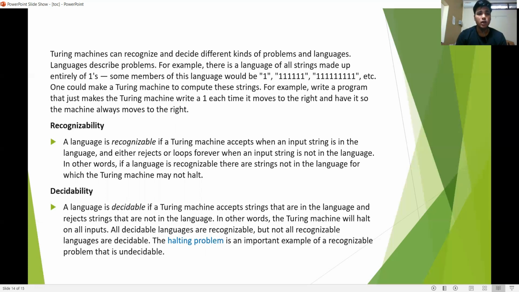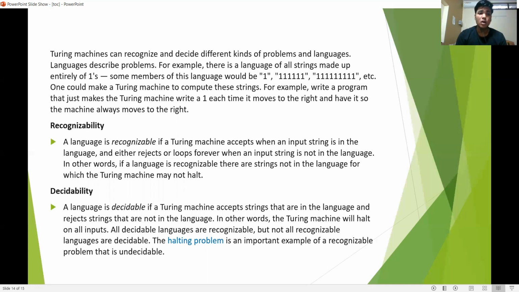Recognizability. A language is recognizable if a Turing machine accepts when an input string is in the language and either rejects or loops forever when an input string is not in the language. In other words, if a language is recognizable, these are the strings not in the language for which the Turing machine may not halt.